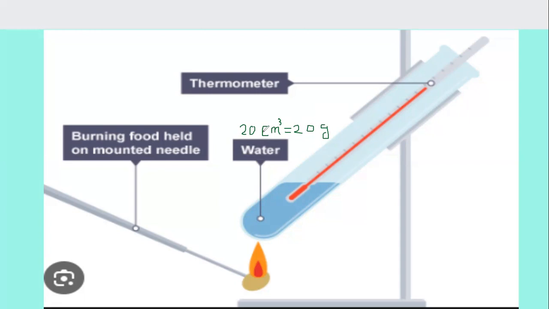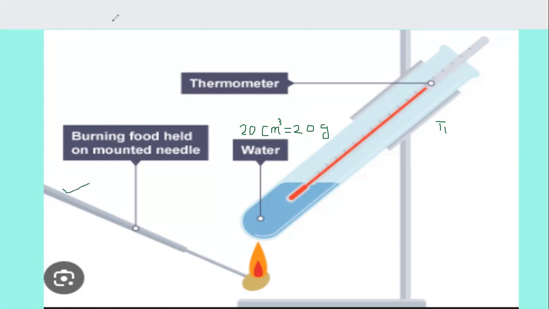So both of them are same. You have to put the thermometer inside it and you have to measure the initial temperature. Initial temperature is, let's say, T1.